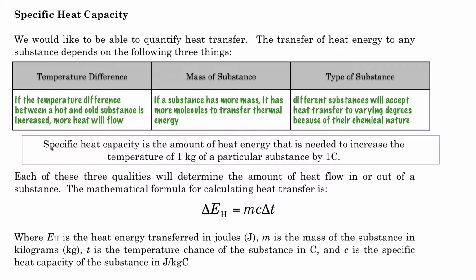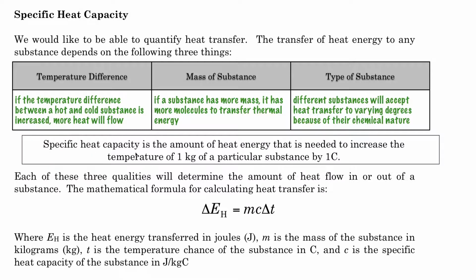So the specific heat capacity, okay, is the amount of energy that's required to increase the temperature of 1 kilogram of a particular substance by 1 degree Celsius. And it has everything to do with this type of substance. Different substances have different specific heat capacities. And it's one of the fundamental ways where we can tell the difference between two substances.